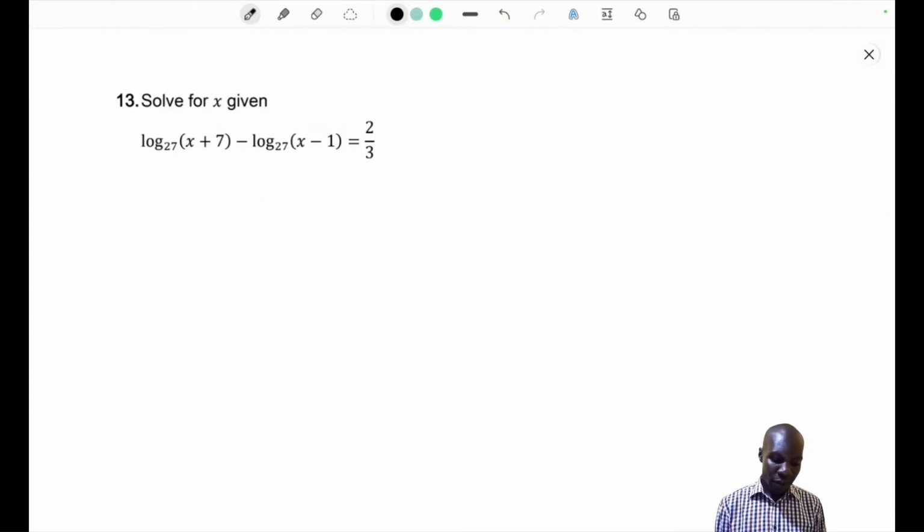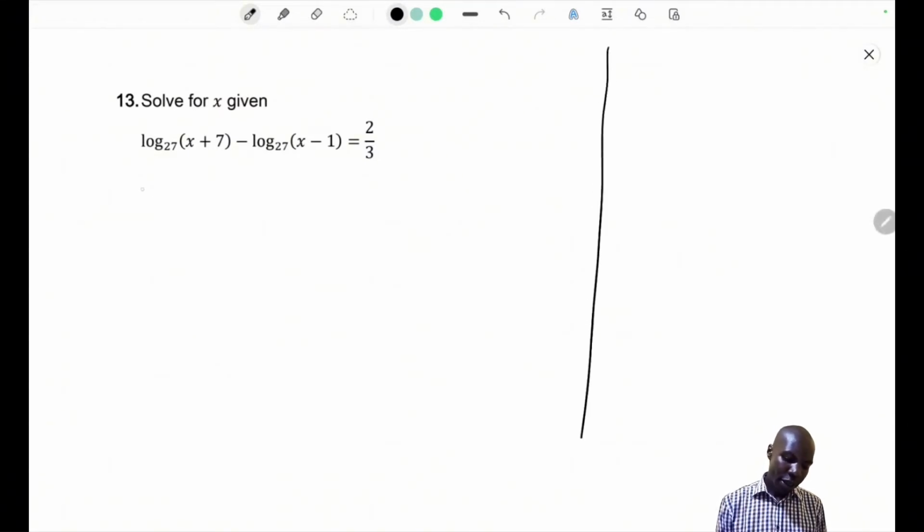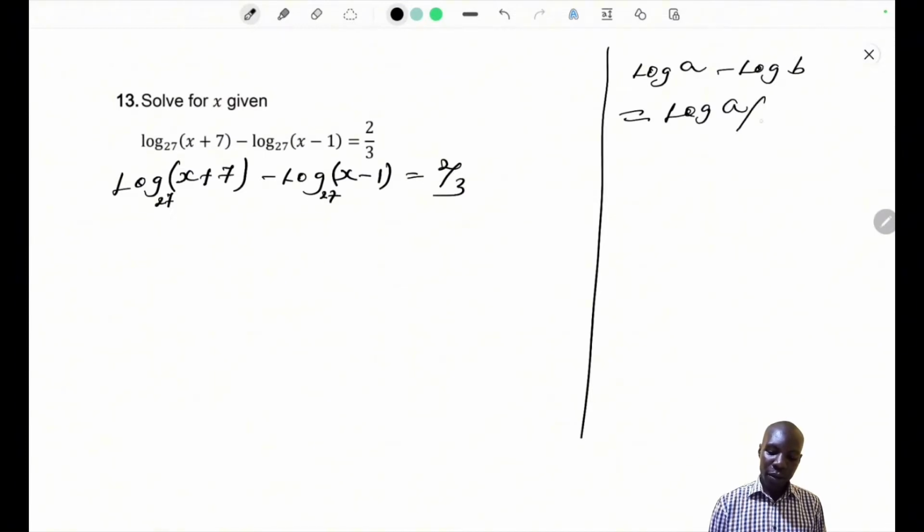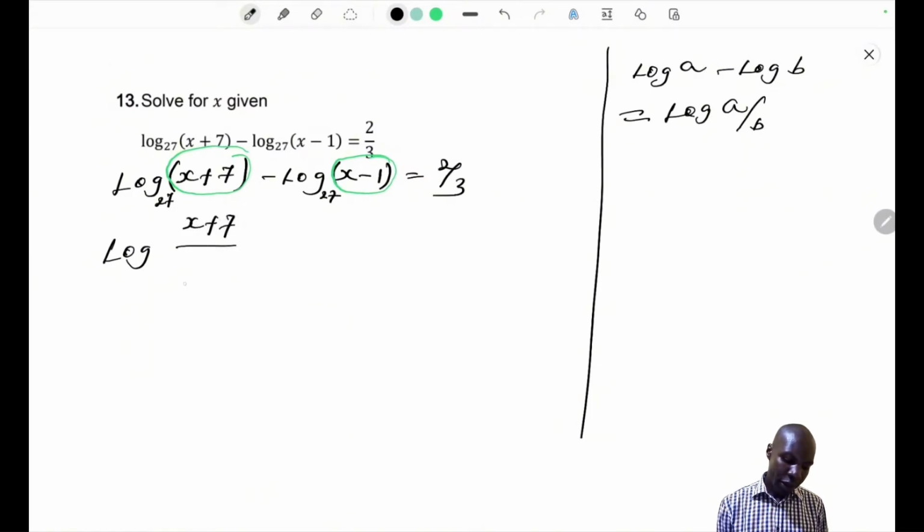Number 13. Solve for x given log of x plus 7 to base 27 minus log of x minus 1 to base 27 equals 2 over 3. We know that log of a minus log of b gives us log of a over b. So log of x plus 7 minus log of x minus 1 gives us log of x plus 7 over x minus 1, everything to base 27, which should give us 2 over 3.